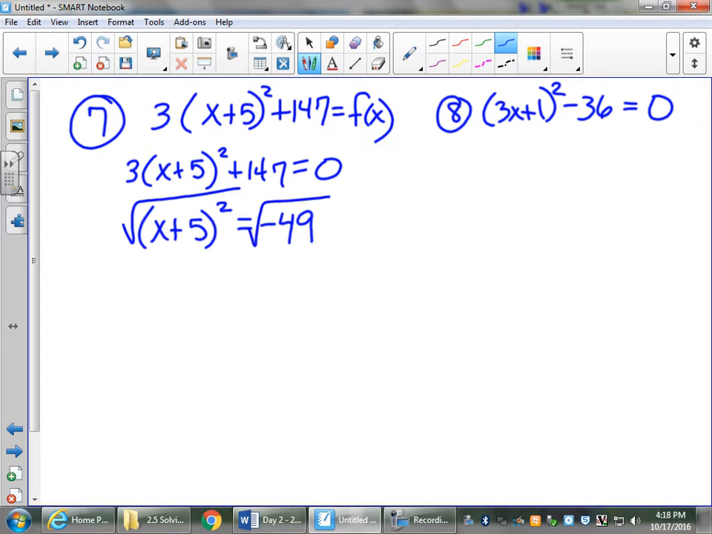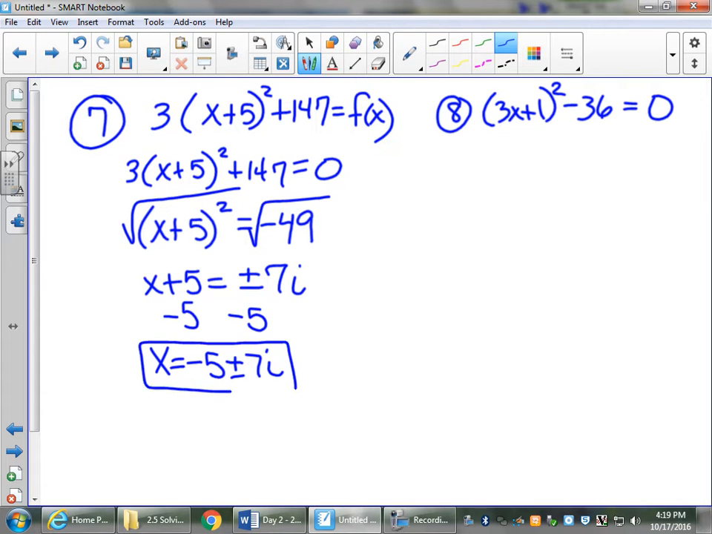Square root both sides. x plus 5 equals plus or minus 7i. So it's an imaginary answer. And subtract over the 5. You then have to decide whether the minus 5 is like terms or not like terms with the 7i. And you should decide because of the i that it's not like terms, so we have to write it in that standard form of negative 5 and then plus or minus 7i. It's still 2 solutions, 2 zeros, 2 imaginary zeros. One would be negative 5 plus 7i, and the other would be negative 5 minus 7i.